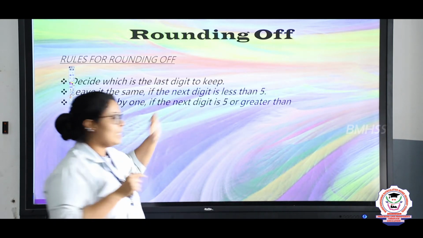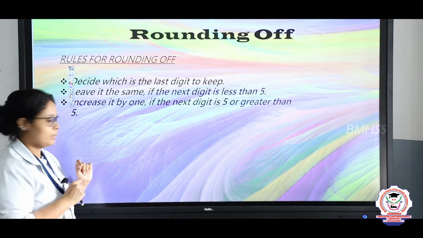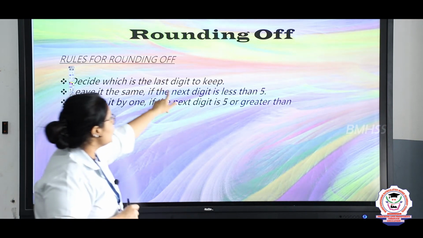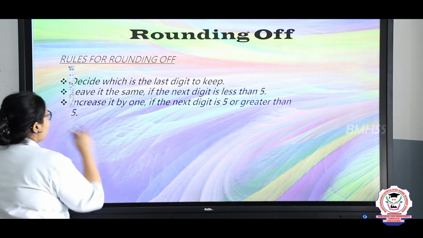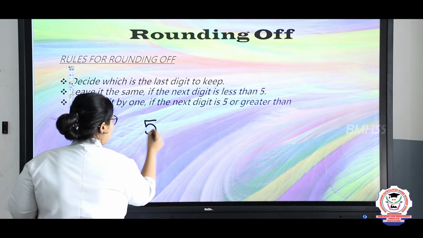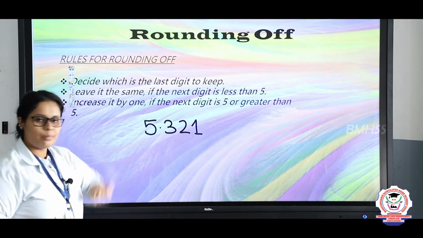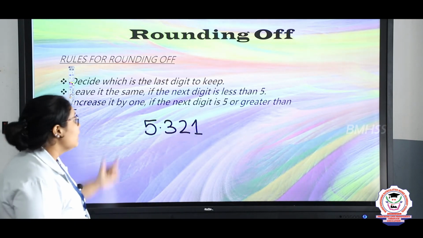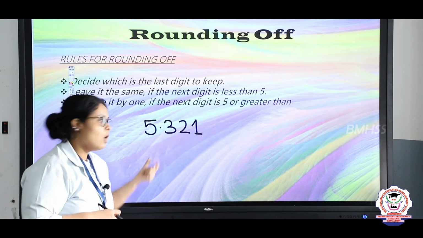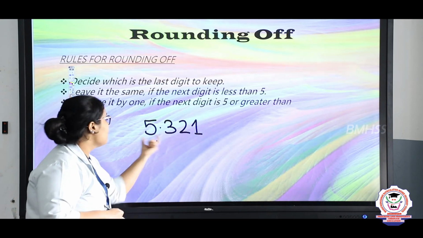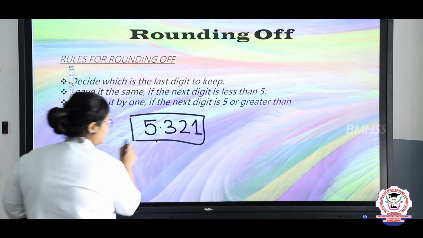So there are 3 major steps in rounding off. First, we should know these steps. Decide which is the last digit to keep. For example, there are decimals, right? Now, the decimal is 5.321. Now, this is the value. I want to round it off, okay? Now, first I have to decide which value I need. Do I want the decimal or I want only the main, that is only the 5. So that first we need to decide.